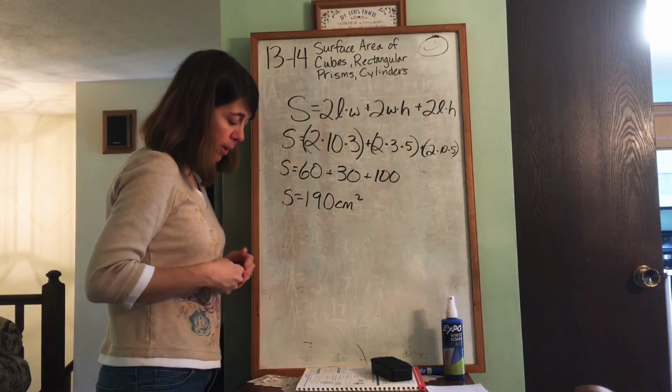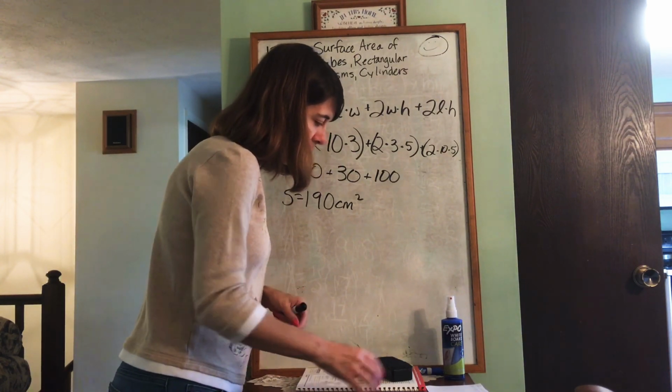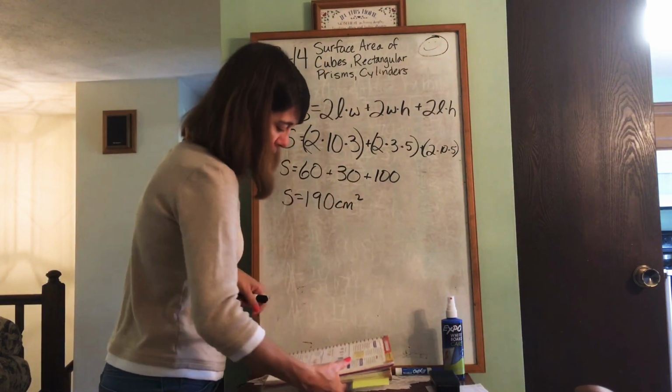So your work on page 475 is 1 to 6 and 9 and 10. And then your workbook is 1 to 12 on page 185.